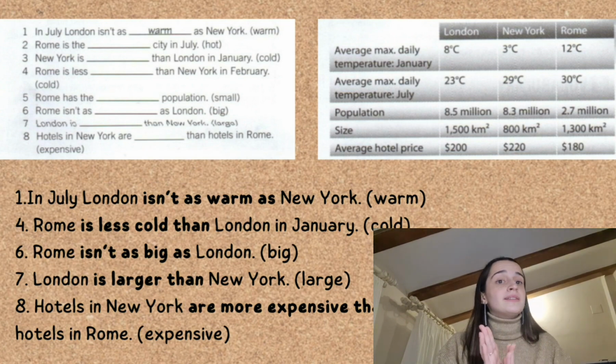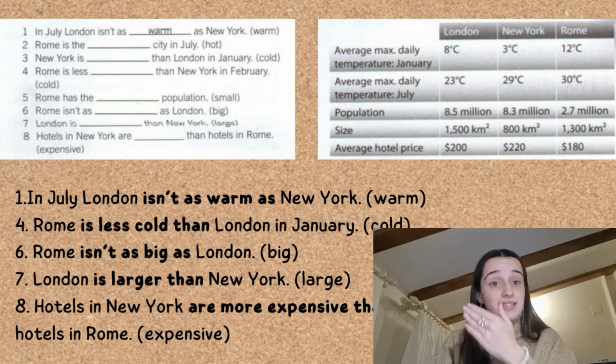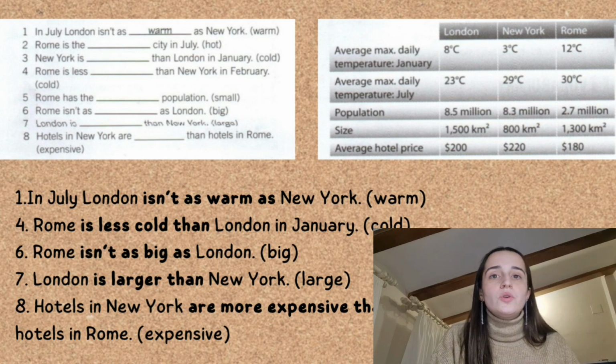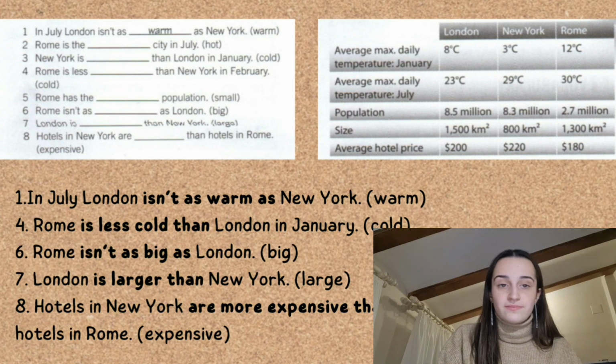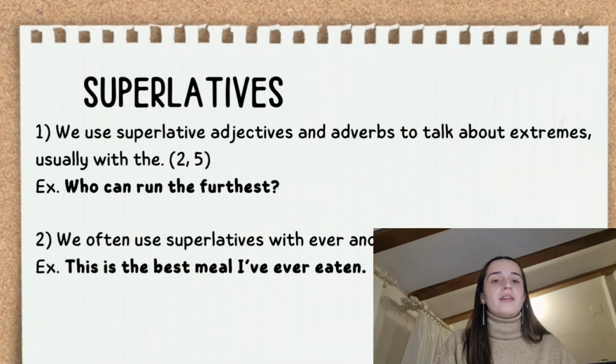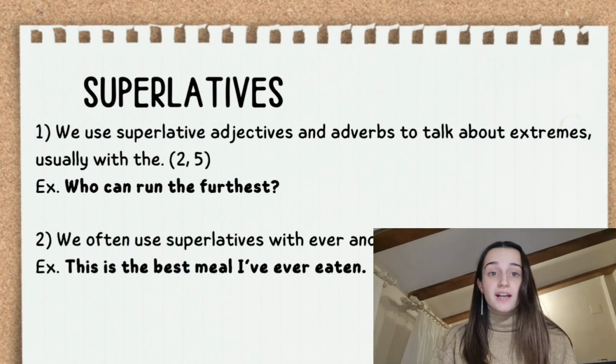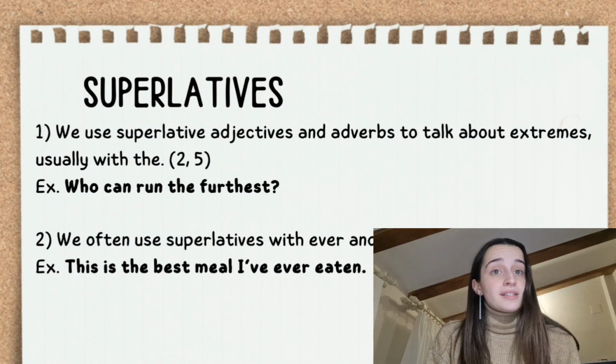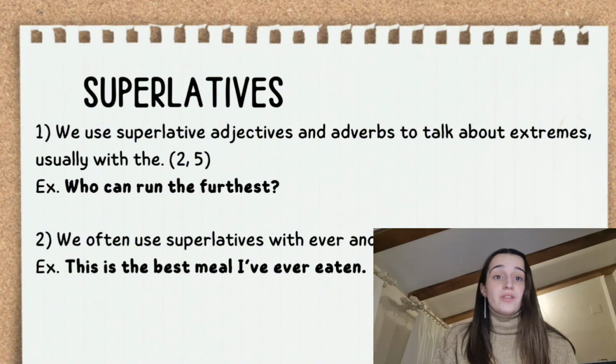Why "than" in the sentences? Because the comparatives always use "than" or "as". Okay? Now I can explain the superlatives. The superlatives have two uses. On the one hand, we use superlative adjectives or adverbs to talk about extremes, usually with "the".